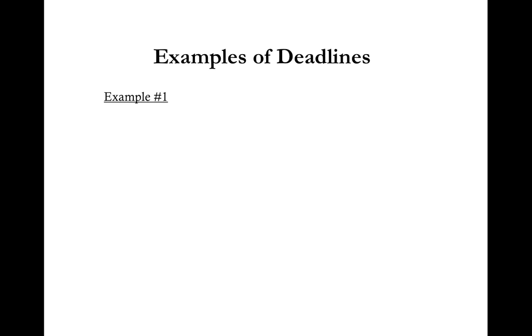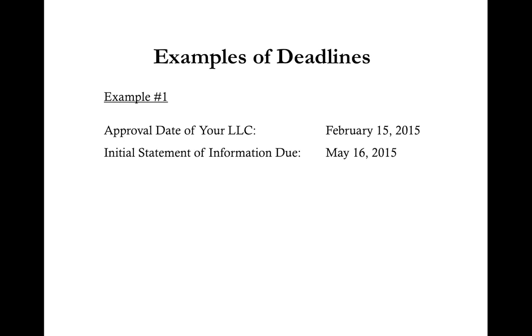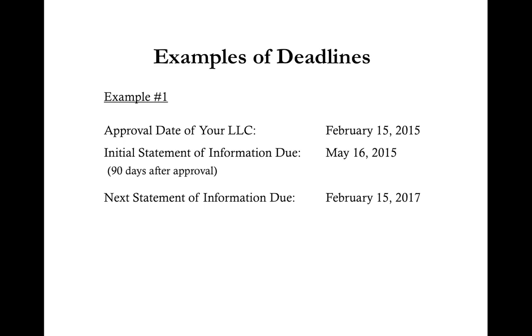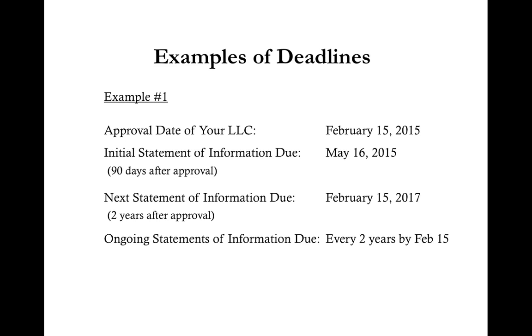Here are some examples of deadlines. Let's say the approval date of your LLC was February 15th in 2015. Your initial, or the first, Statement of Information would be due by May 16th of the same year. That's within 90 days of the approval date. Then, your next Statement of Information is going to be due February 15th of the year 2017. This is 2 years after the approval date. Then, your ongoing Statements of Information will be due every 2 years by the February 15th deadline.